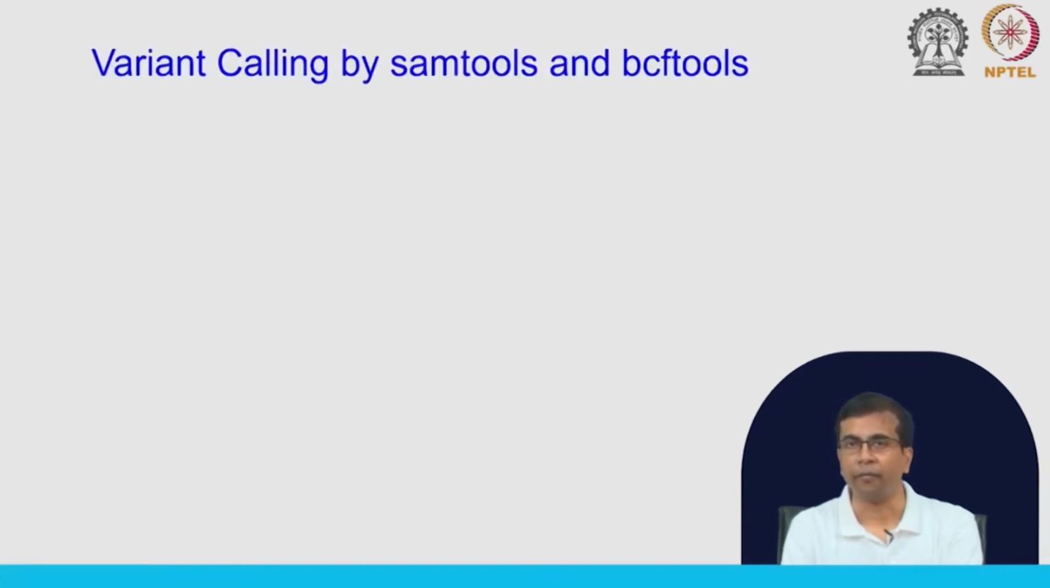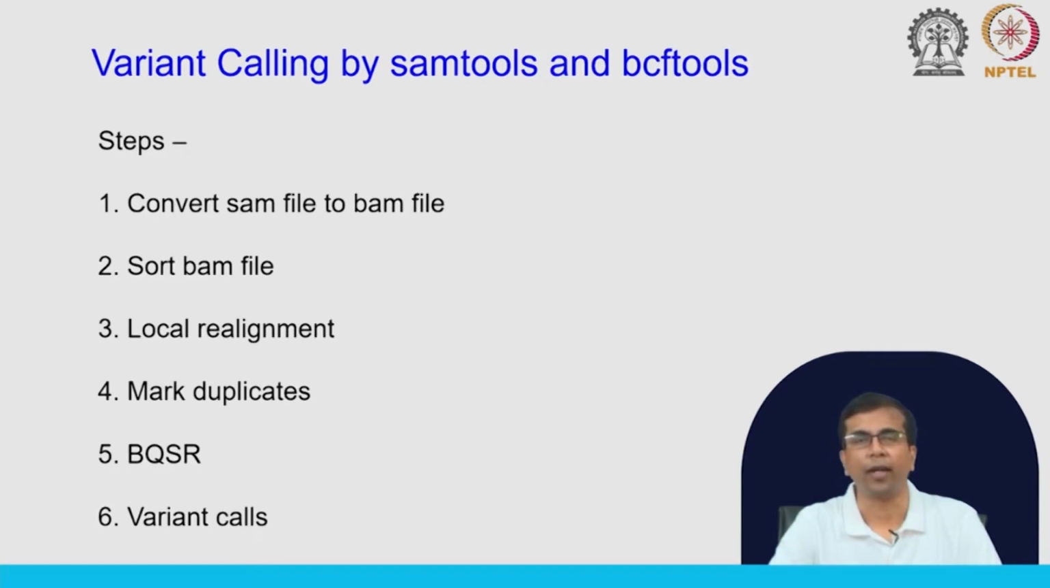Briefly, I will summarize the steps that we used in the last class to call variants using SAMtools and VCFtools. There are other tools, but we used these to do the variant calling, and here are the steps. You do not have to remember them, but if you are following this pipeline you would go step by step. First we converted this SAM file to a BAM file, the binary format, and then we sorted it. This conversion and sorting are required for the variant calling.